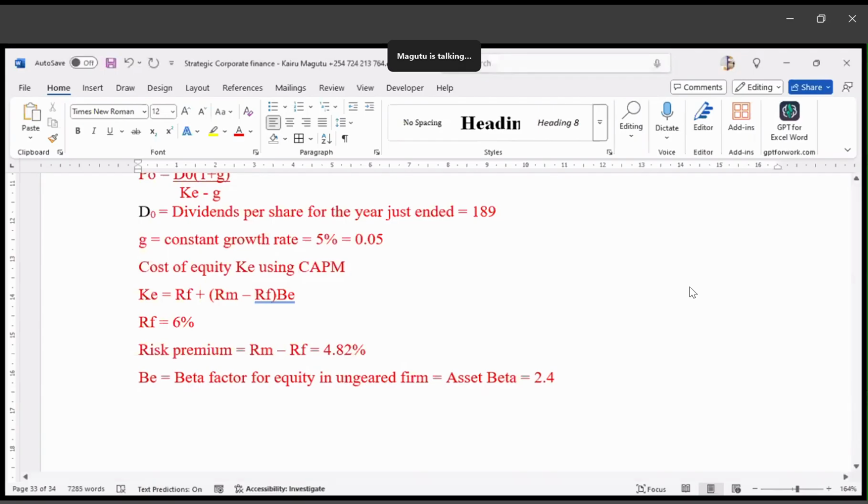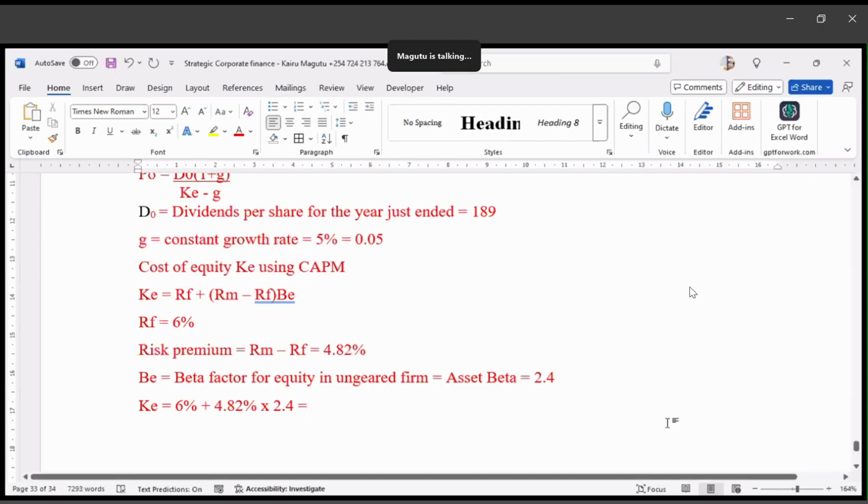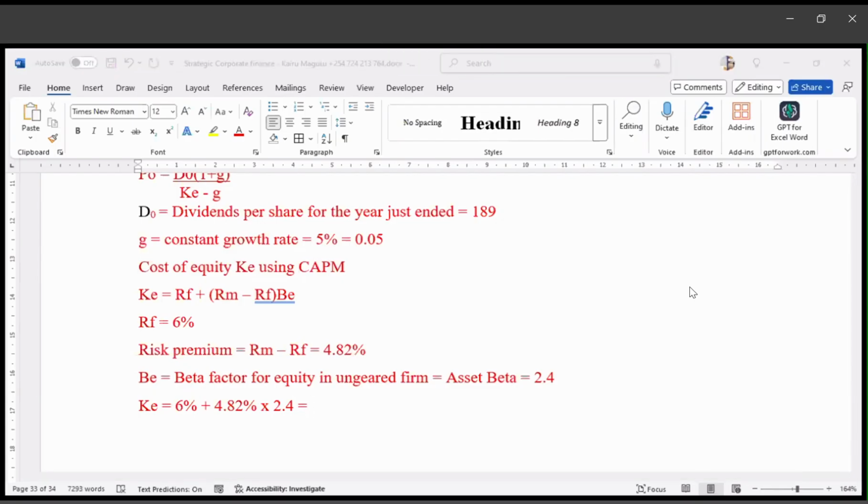We say 2.4. So if we have that, then can we get the cost of equity is equal to the risk-free rate 6% plus the premium 4.82% multiplied by 2.4. Can someone give me the cost of equity, please? Send me the cost of equity.